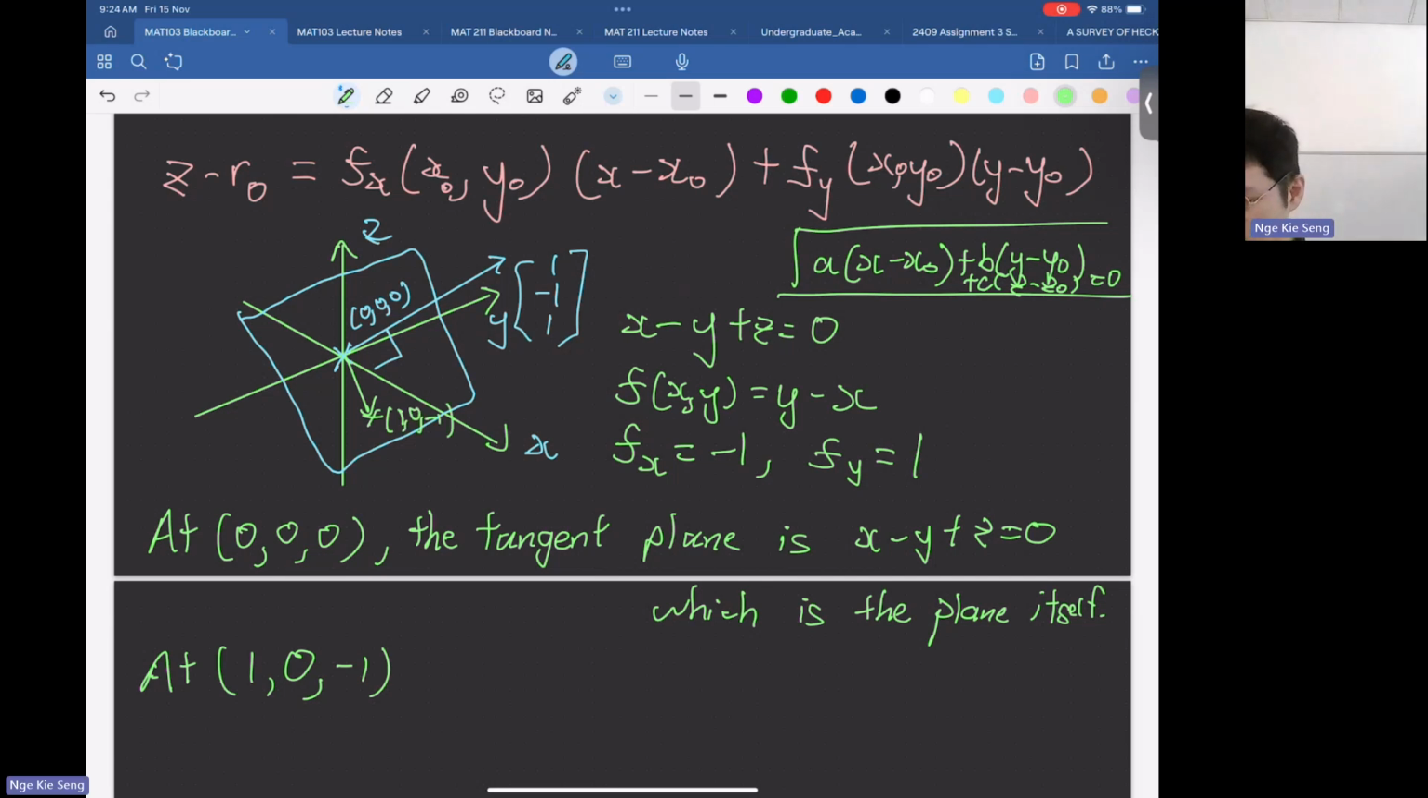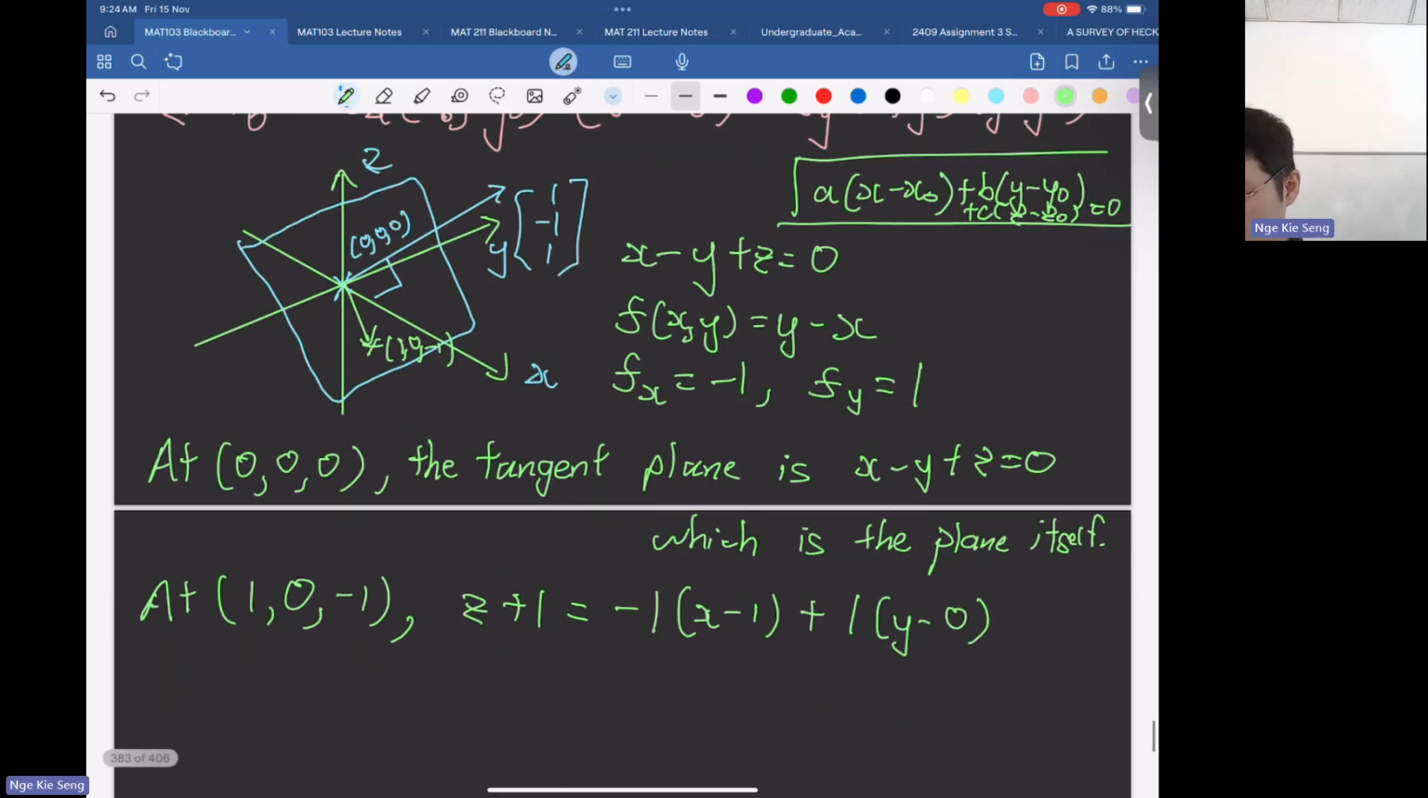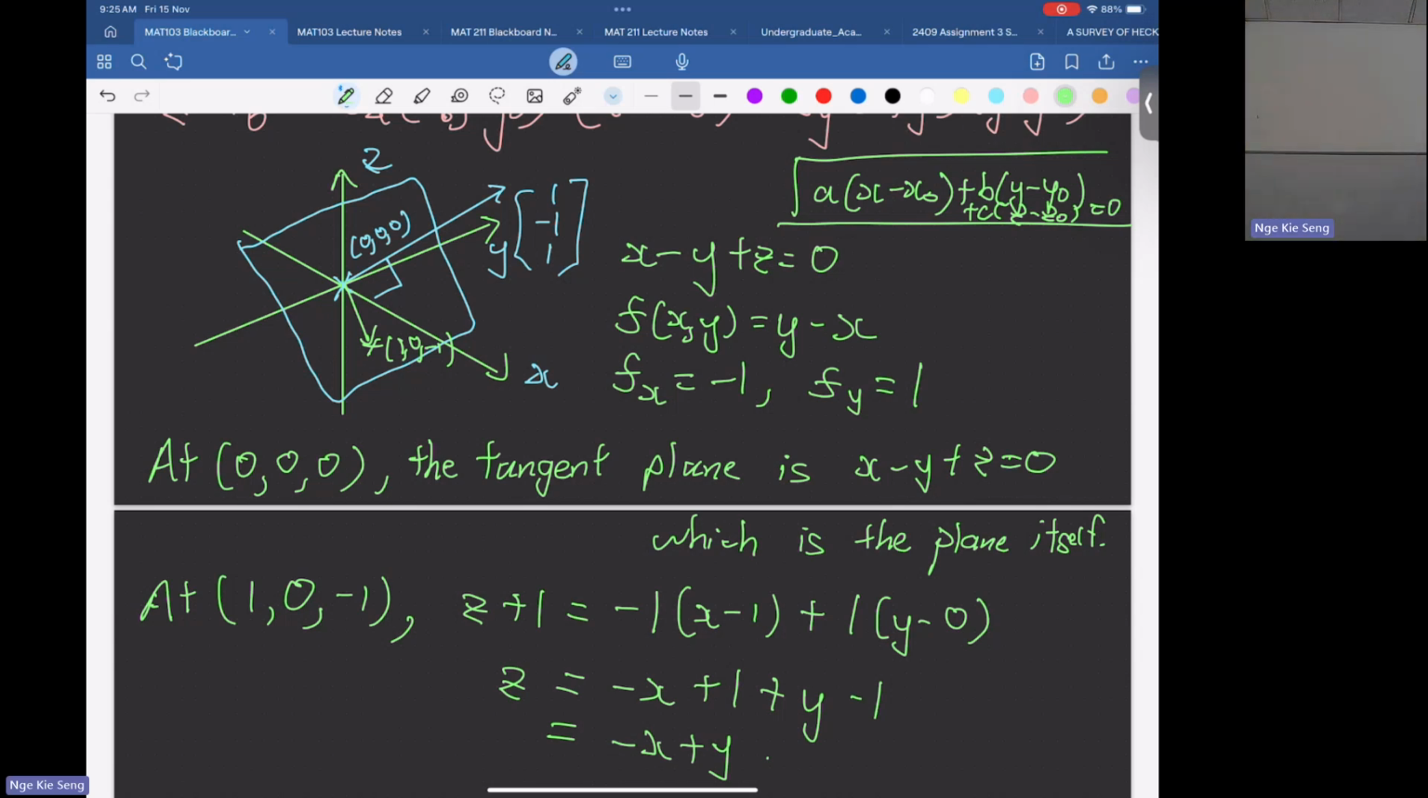All right. So what's the tangent plane here? Similarly, you sub into it. So z plus 1 equals -1 times x minus 1 plus 1 times y minus 0. Okay, so you open it up. Again, what did you see? You get back the same thing. Even if you do shifting, the shifting will cancel again, and such that you get back the same.